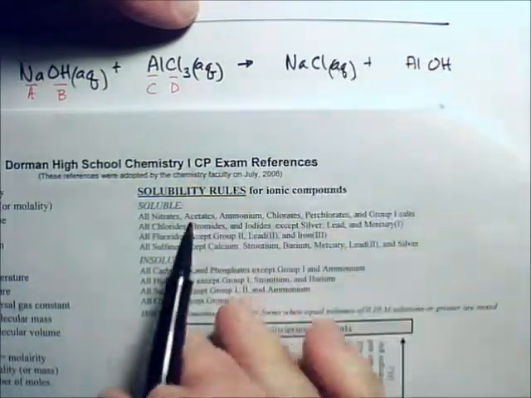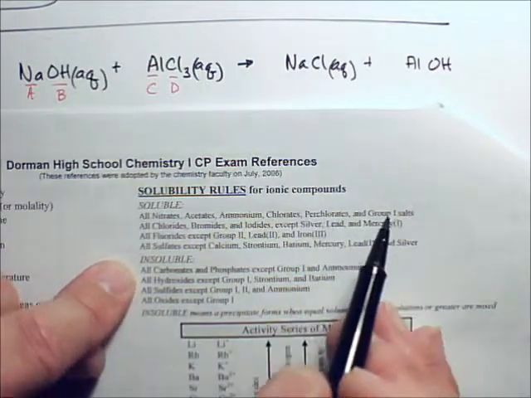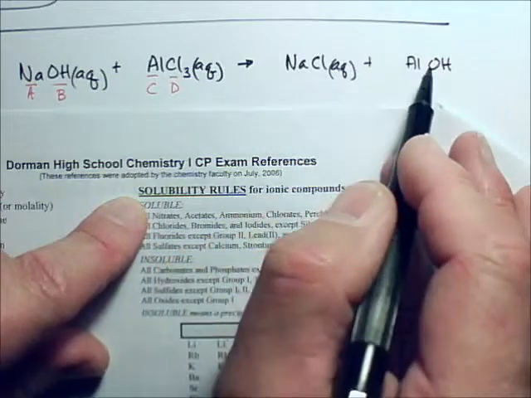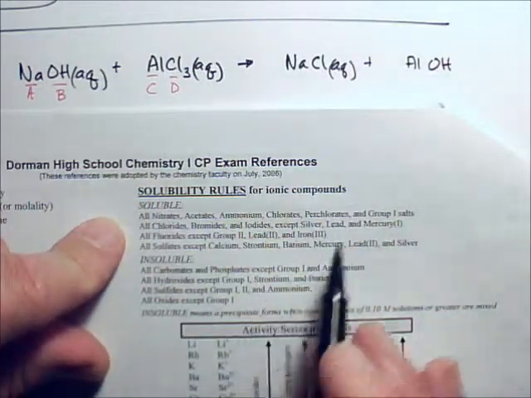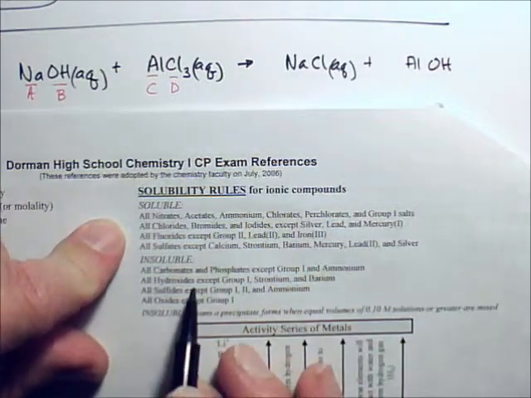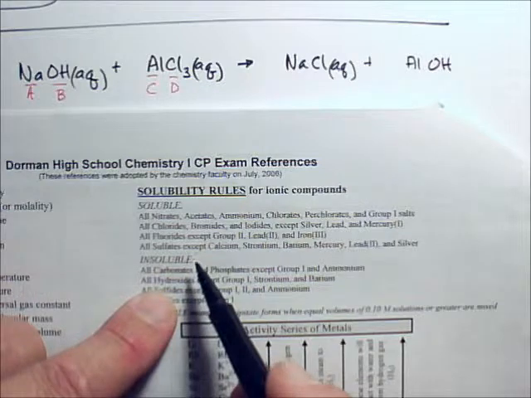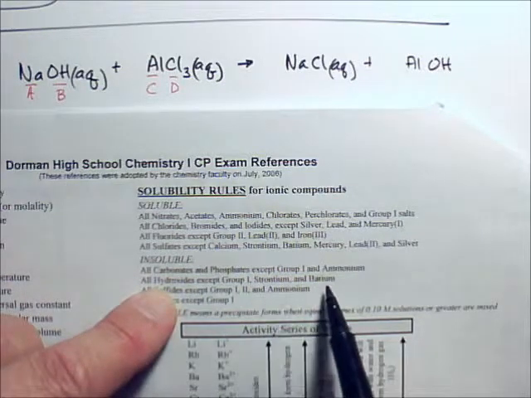Remember, the solubility rules tell you what can happen. You have to figure out if it will happen, if it will be aqueous. All right, let's look at hydroxides. Aluminum is not listed anywhere in here, but hydroxide is. Here's hydroxide. All hydroxides are insoluble, except group 1, strontium and barium.